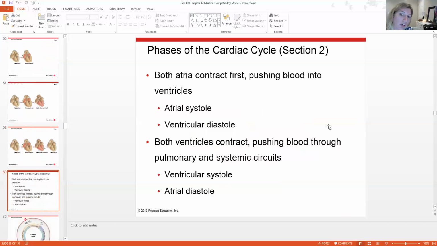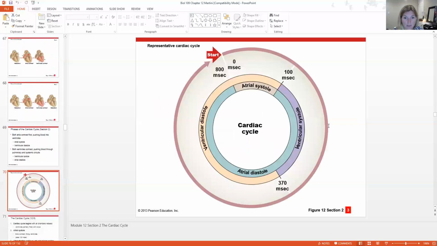So the atria contract first, pushing blood into the ventricles. It's called atriosystole. While the atria are in systole, the ventricles are in diastole. Then both ventricles contract, and the ventricles are in systole, and the atria are in diastole. Remember, diastole is resting, systole is contracting.